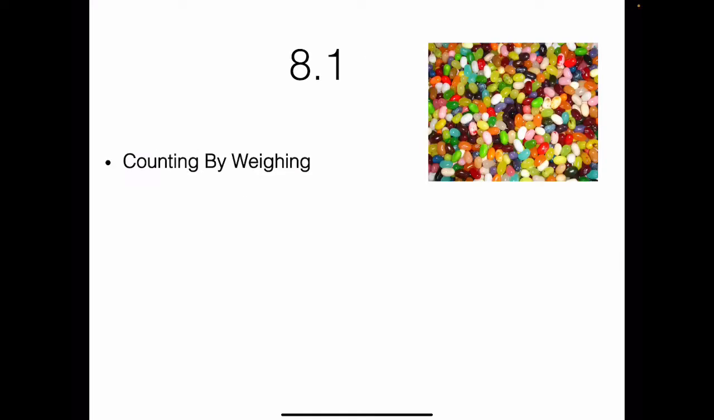We can explore this idea of averages when we talk about counting by weighing. Take jelly beans, for example. You don't go to a candy store and ask for 100 jelly beans. Everybody knows that's going to be a pain to count out 100 jelly beans, and either you're going to be doing it or the clerk is going to be doing it. It's way too complicated to count out 100.